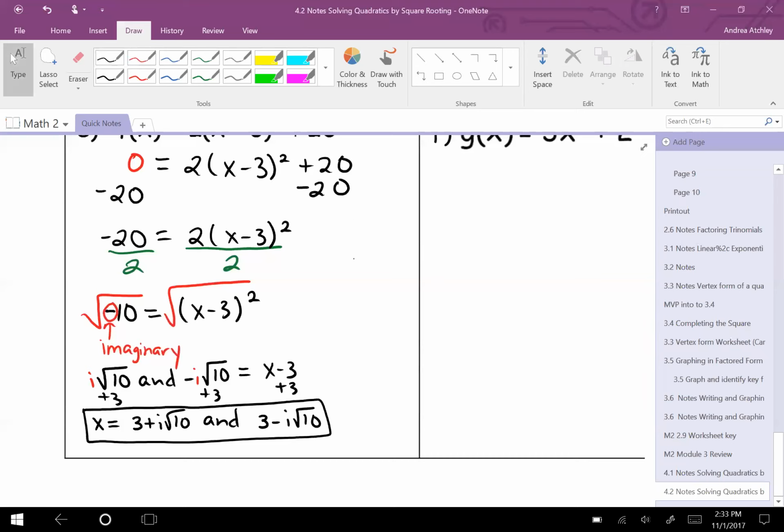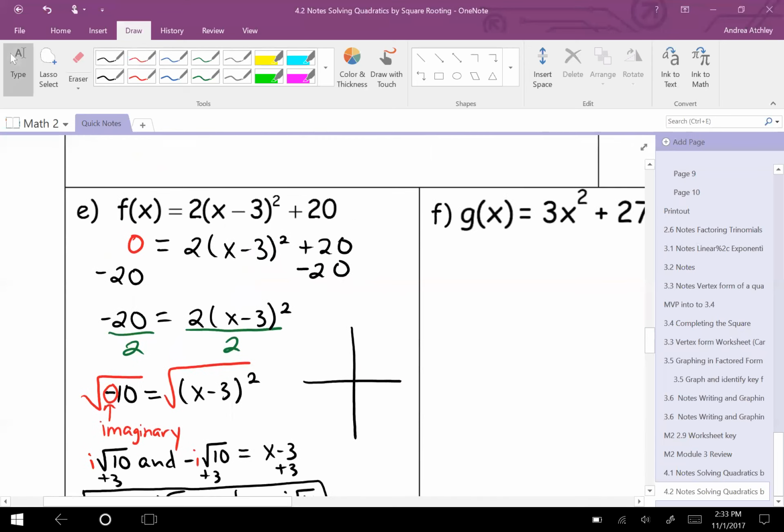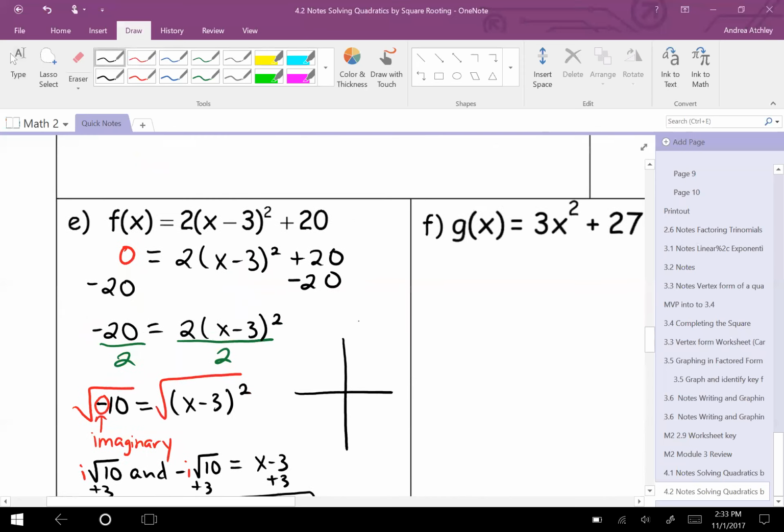If I were to graph this, let's think about this. This is in vertex form. So my vertex would be 3 and 20. So I'd be way up on my graph, kind of up here somewhere, right? And it would face up, and it's got a stretch of 2. It went to the right 3 and up 20. Would this parabola ever cross the x-axis? No. So that's how I can see that it's going to have imaginary solutions, because there are no x-intercepts here.